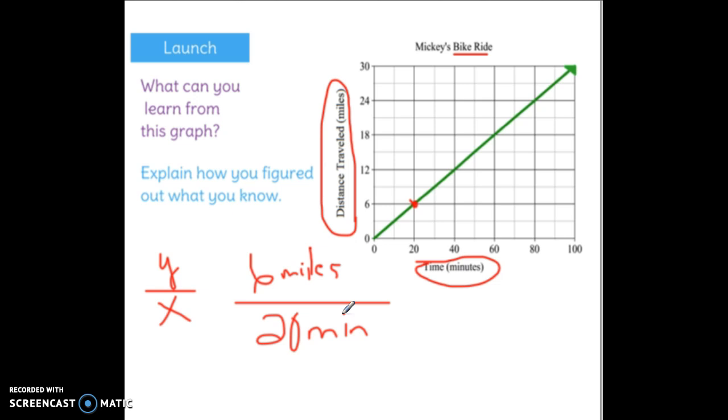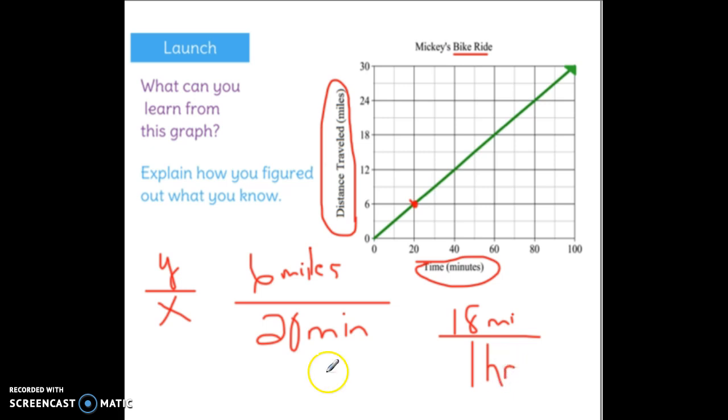Now, one unit rate you might do is do 6 divided by 20, which would be kind of hard to do. If you're like me, I want to know how far he would go in an hour. So how far would he travel in an hour? Well, if he could do 6 miles in 20 minutes, I could just multiply by 3 and he could do 18 miles in 60 minutes or 1 hour. So he's traveling 18 miles an hour.